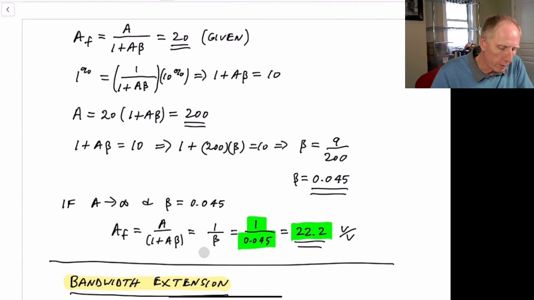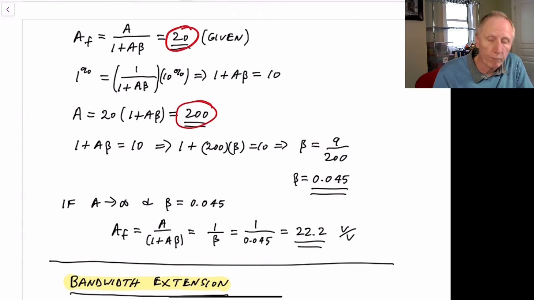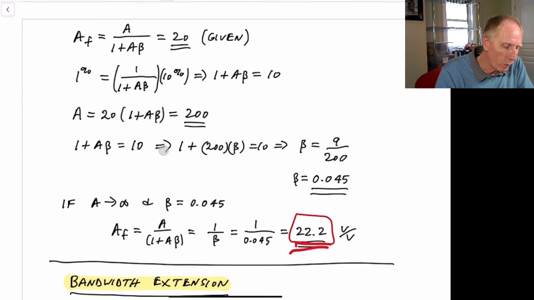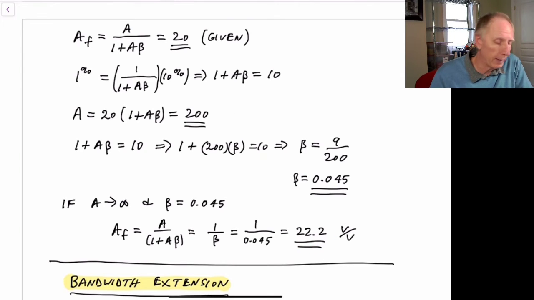So in other words, we originally designed it to be 20, and we required an A of 200. But if for some reason A became 10,000, it would get higher and higher, but it would never get higher than 22.2. A would have to go to infinity in order to reach finally 22.2. So only a 10% increase in our closed loop gain, even though A could increase a large amount. If A decreases a large amount, that's a different matter, and then it would change more.